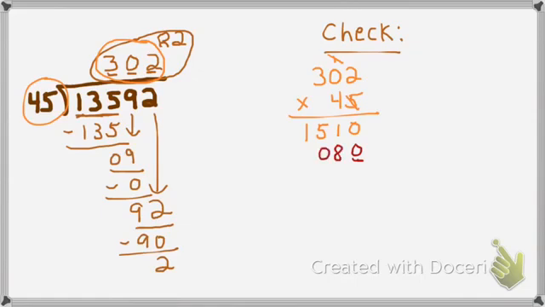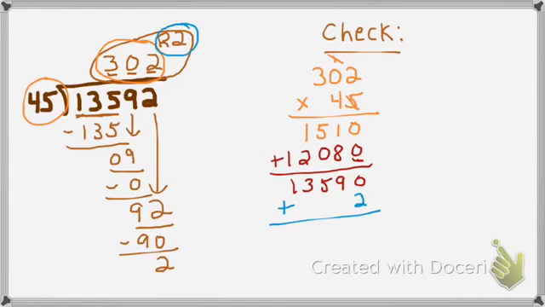4 times 2 is 8, 4 times 0 is 0, 4 times 3 is 12. Add these numbers together. 0 plus 0 is 0, 1 plus 8 is 9, 5 plus 0 is 5, 1 plus 2 is 3, and nothing plus 1 is 1. Now if there's a remainder, I add it, and there is a remainder, so I will add that 2. 0 plus 2 is 2, 9 plus nothing is 9, 5, 3, 1.